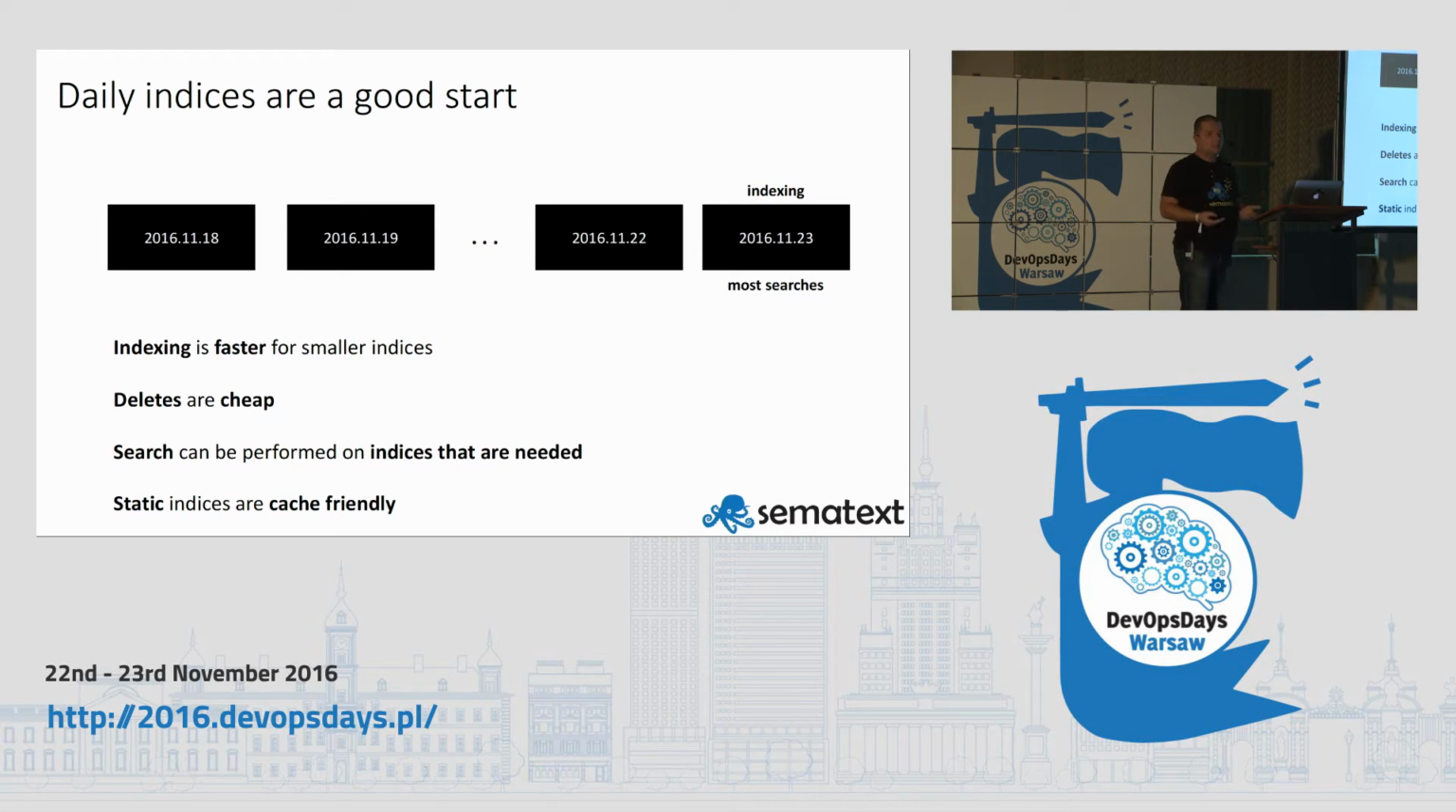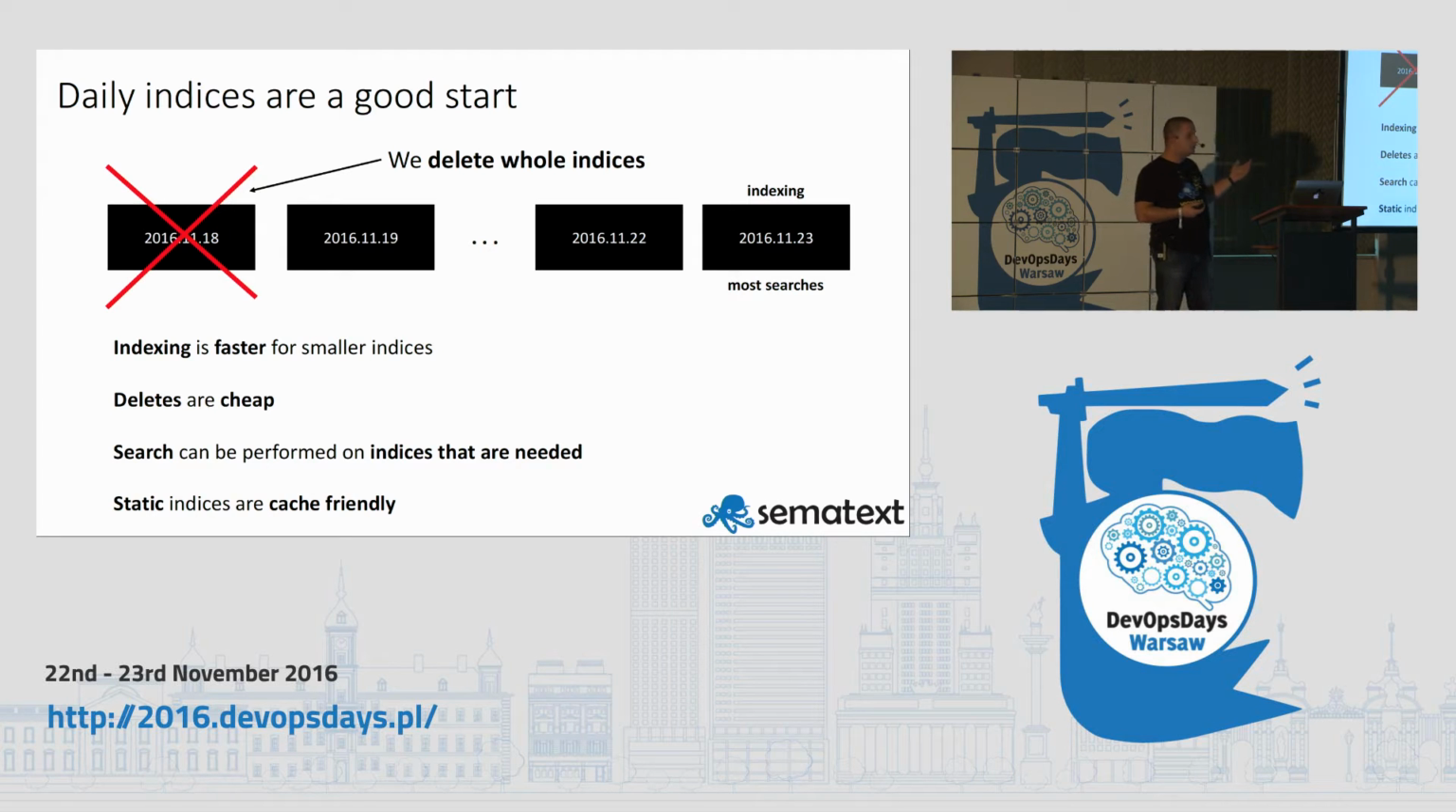First of all, daily indices. This is a basic thing that we usually start with. A single index per day or single index per week or anything like that. Indexing is faster because the indices are smaller, so merges are less expensive. Deletes are cheap because we just delete the whole indices from the file system. We do not delete parts of the data from Elasticsearch itself.